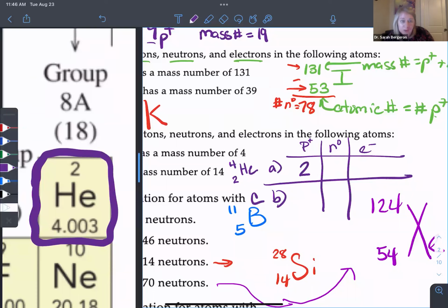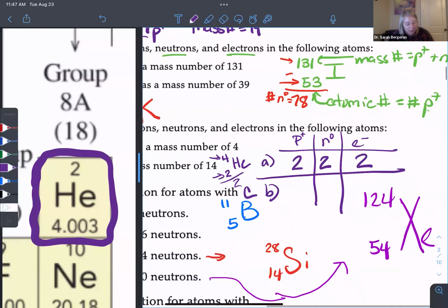So that's a 2. Now, in a neutral atom, you always, always, always have the same number of positive charges as negative charges. That's a neutral atom. Positive equal to negative. So if I have 2 positively charged protons, I must have two negatively charged electrons. So I'm just going to go ahead and put that. And then my number of neutrons, all I do is take my mass number minus my atomic number. So I subtract the 2, I get 2. That tells me how many neutrons I have.